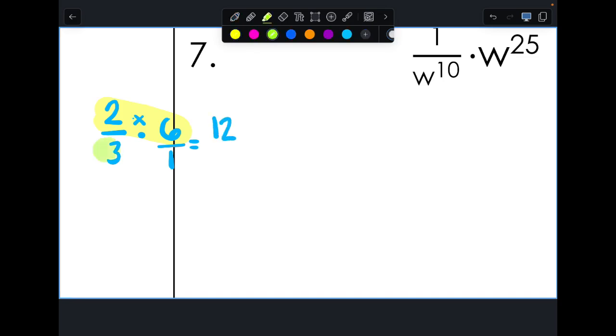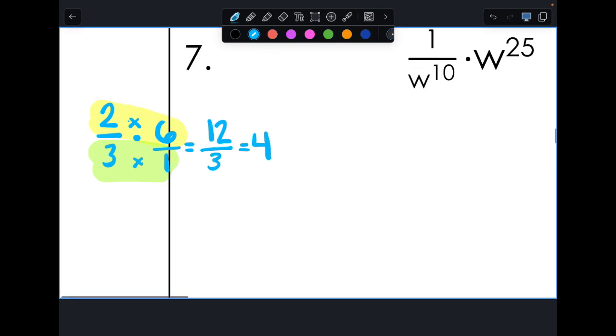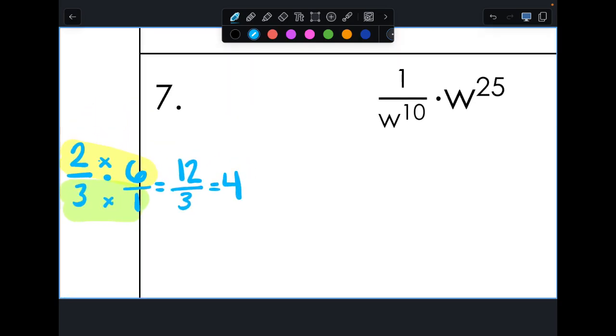And then you multiply the denominators. 3 times 1 is 3. Now, fractions represent division. So when you divide 12 by 3 it is 4. Okay? Before you got to algebra, that is how you would solve that problem. But now we're in algebra, we see this type of problem with variables. It's the same thing. You are multiplying a fraction times a whole number, right?